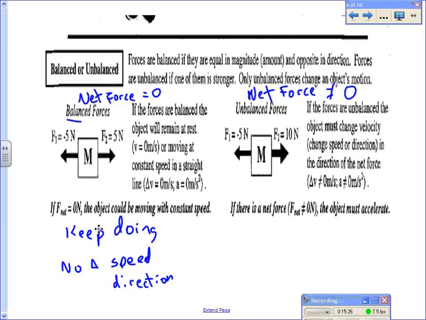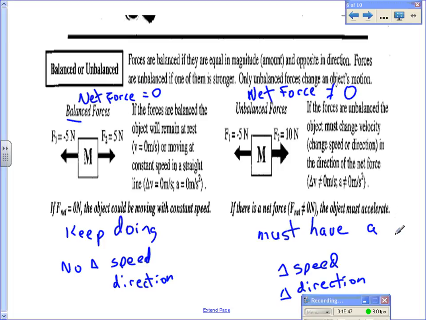Balanced forces being 0. Net force not equals 0. If net force is not equal to 0, we must have acceleration. That means there must be a change to the speed, or there must be a change to the direction. Remember that acceleration, I'll write it up here at the top, acceleration equals the change in velocity over time, and velocity is speed with a direction.